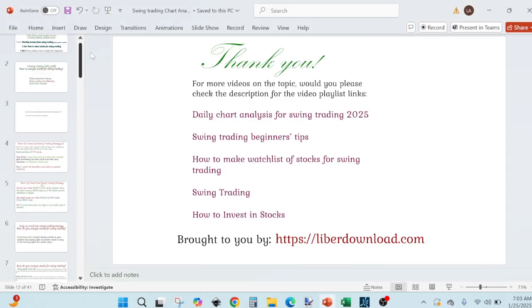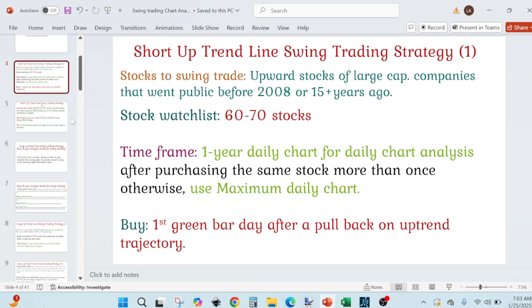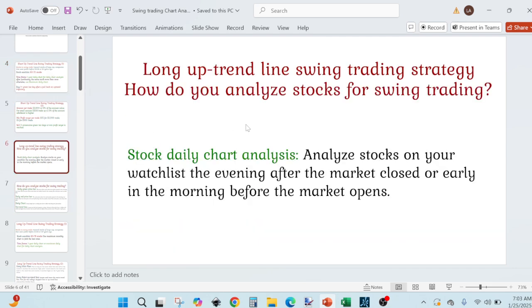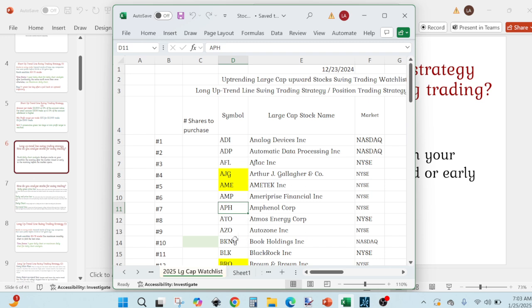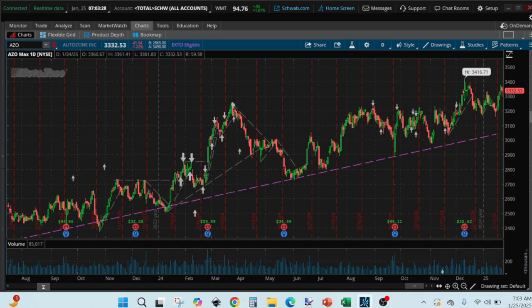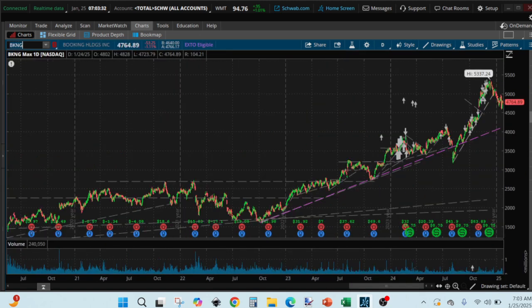Hello. How to analyze stocks for swing trading? If you are using a long option and swing trading strategy, you'll open your stock watch list, and the next stock that we like to analyze is BKNG. And it's good to do your chart analysis on a daily chart.